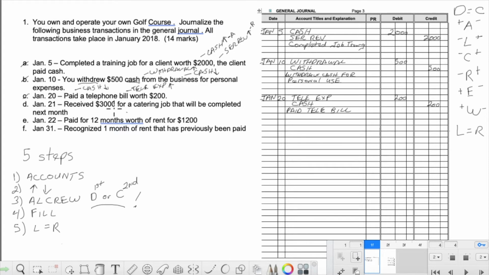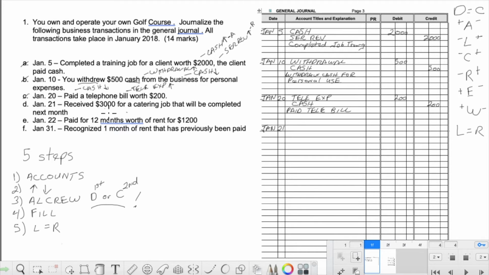Next one, what happened? So on January 21st, I received $3,000 for a catering job that will be completed next month, right? So we haven't done the job, but someone's paid us in advance. So let's write the date. January 21st. Perfect. Received $3,000 for a catering job. So someone walked in and paid us.